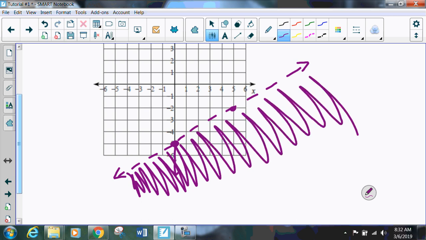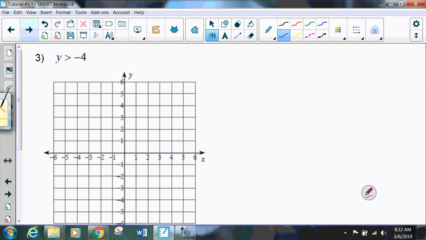Okay, so hopefully you're catching on that the only new thing about today is deciding whether to use a solid or a dotted line to connect our 2 dots and where to shade. So let's look at this next problem. We've got y is greater than negative 4. Okay, I know what the line negative 4 looks like. I know I go to my y-axis and I put a dot on the negative 4, and I know that the slope is 0. It's going to be a flat line, but I don't know whether to draw a solid or dotted. What do you think?